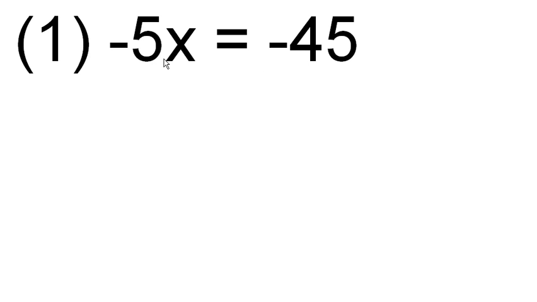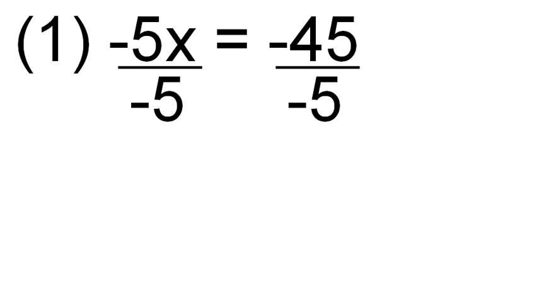So I know the x will be 9, but we also want to get in the practice of doing things to both sides of the equation, because when we get more complicated equations, that's what we're going to have to do. So here, since I want to get rid of this negative 5 and just have x left, because I'm solving for x, I would divide both sides by negative 5.